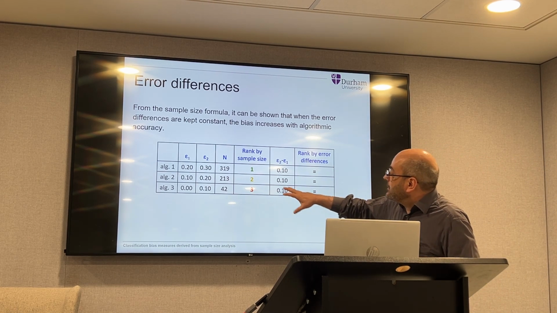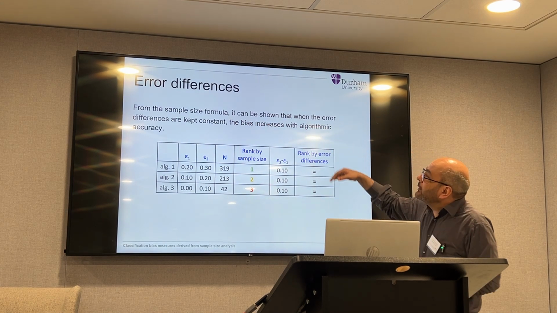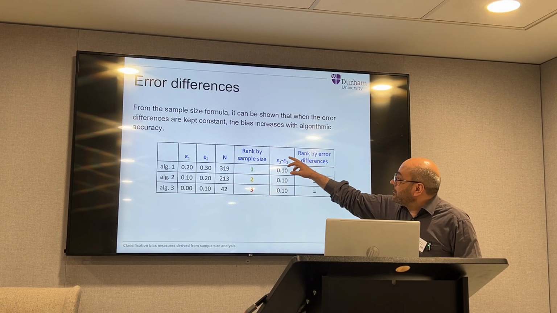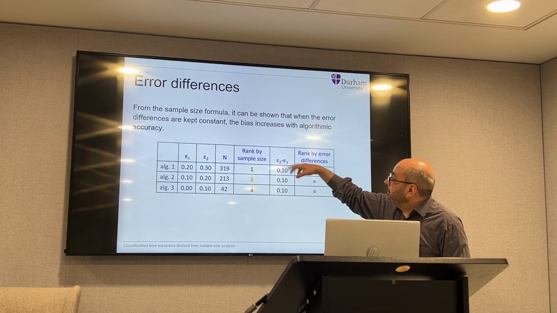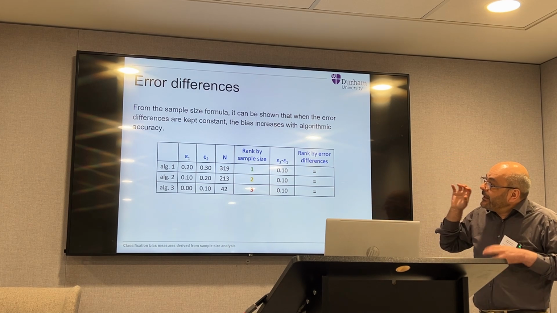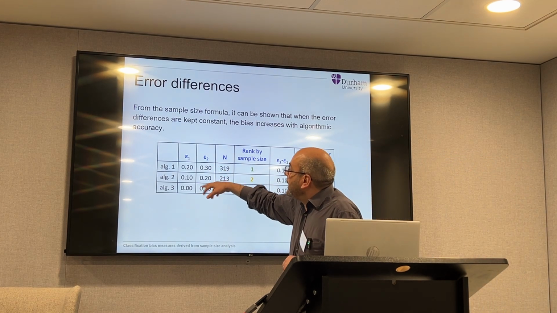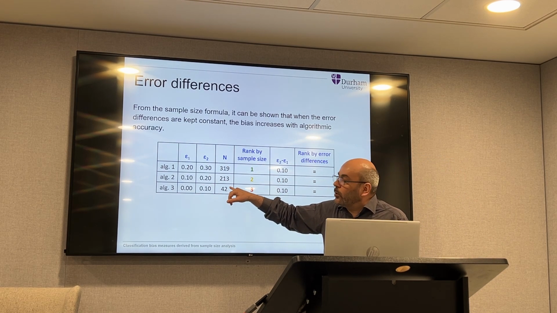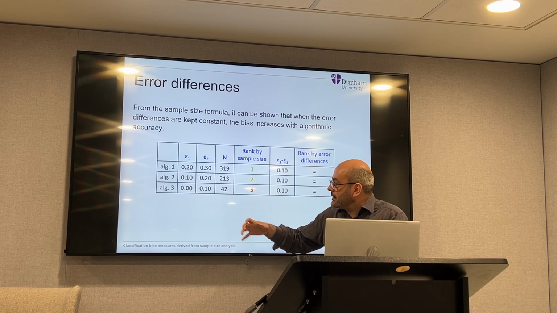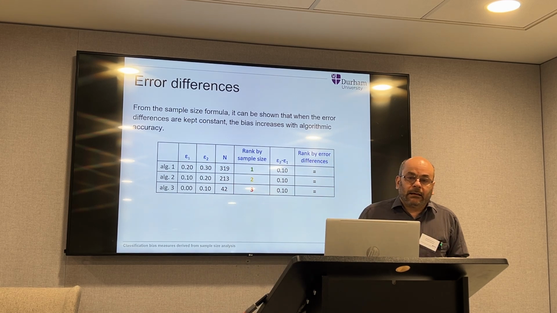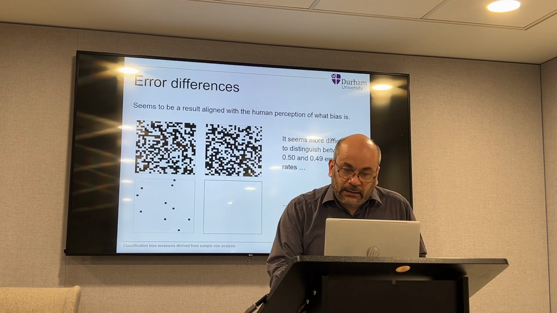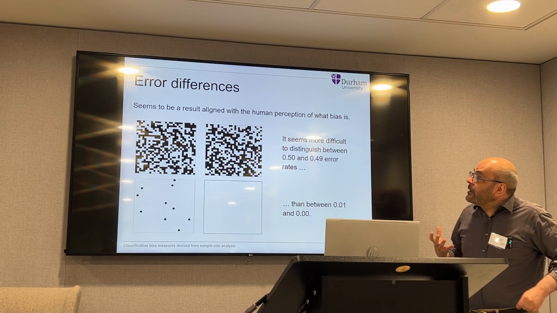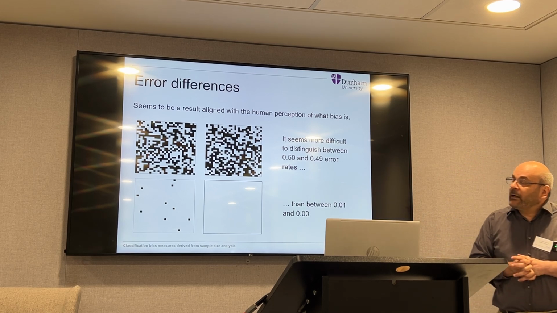What we can notice from that sample size formula is that when the error rates are kept constant, for example, when the difference between the error rates is always 0.10%, as I become more accurate, I also become more biased. Here you can see smaller sample sizes, I can tell them easily apart. You can see the case. So what we claim is that this is consistent, aligned with our human perception of what bias is.